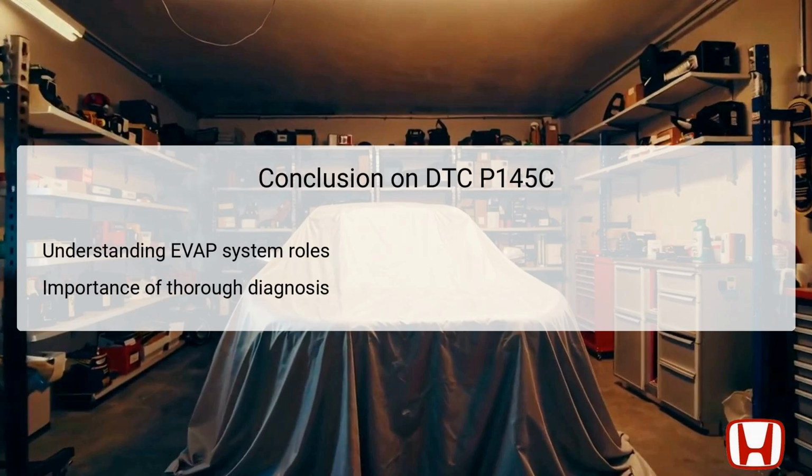In summary, addressing DTC P145C requires a thorough understanding of the evaporative emission control system's components and functions. The EVAP canister purge valve plays a pivotal role in regulating fuel vapor flow, and its malfunction can lead to increased emissions and potential failures during vehicle inspections.